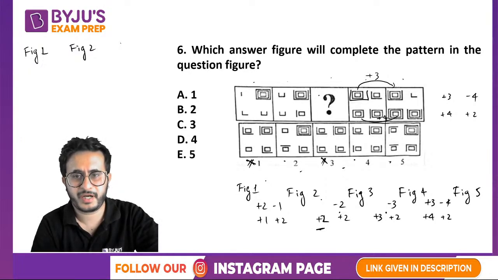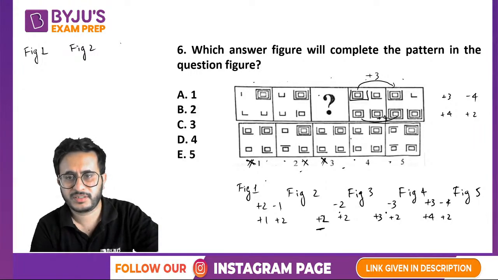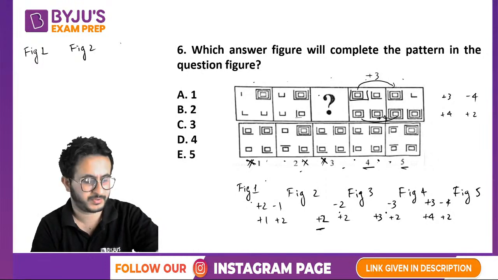Now 2 elements should be added to this also. So in this case they have added only 1, so this is rejected. This case they have added only 1. Okay. This case they have added 2 elements, one line here and one line here. And in this case they have added one line here and one line here. So 2, 2. So we have rejected 2 also. So 4 or 5 are possible.